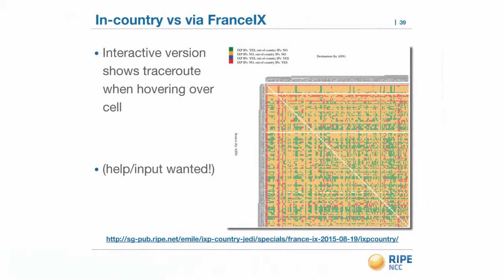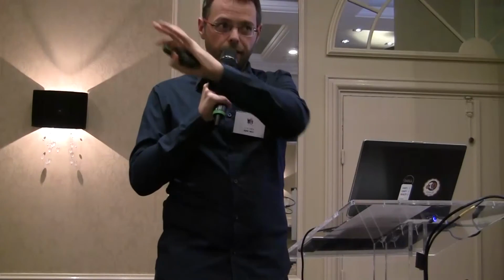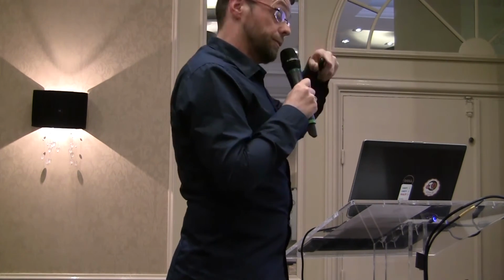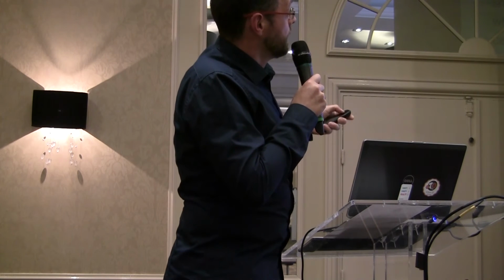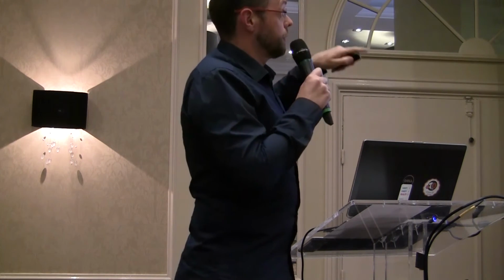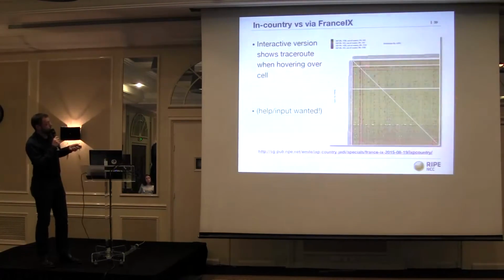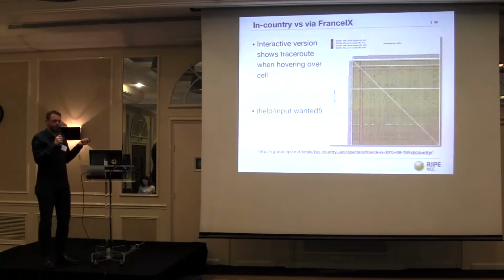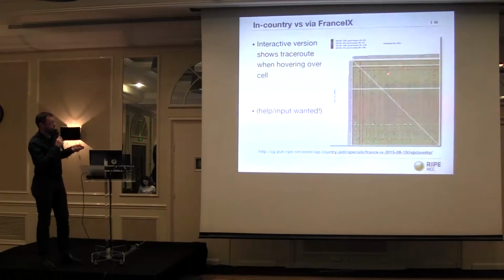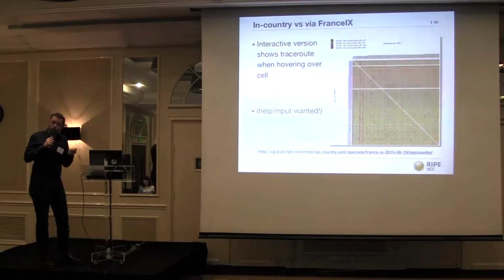So putting IXPs and out of country together, so does it go through an IXP? And in this case, I'm only looking at France IX, by the way. I'm just ignoring other IXPs in France for now. So does it go through France IX or not, versus does it stay in country or not? And it's color coded, so green is suggestively best. It's through the IXP, stays in country. Orange is not through IXP but stays in country, so it's private interconnects or another IXP.